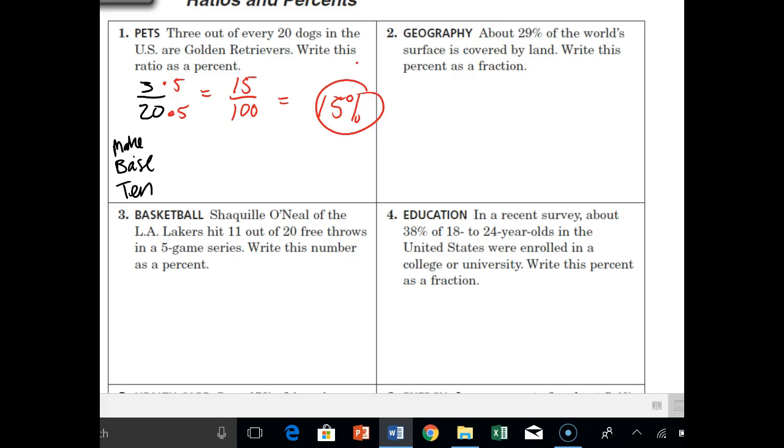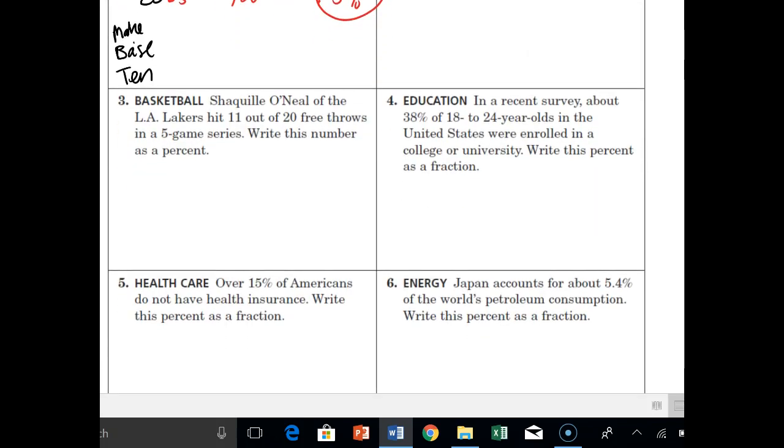Number 3, Shaquille O'Neal, again, hit 11 out of 20 free throws in a 5-game series. Write this ratio as percent, so 11 out of 20. Again, we're just going to make base 10, times 5, times 5. Shaq wasn't very good at free throws. He hit 55 out of 100, or 55%.